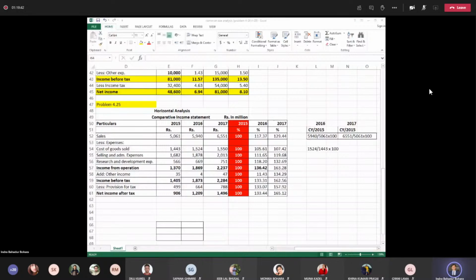Now ratio analysis. Before starting the ratio, did you finish this one? Did you finish? Yes, sir. Now ratio analysis.